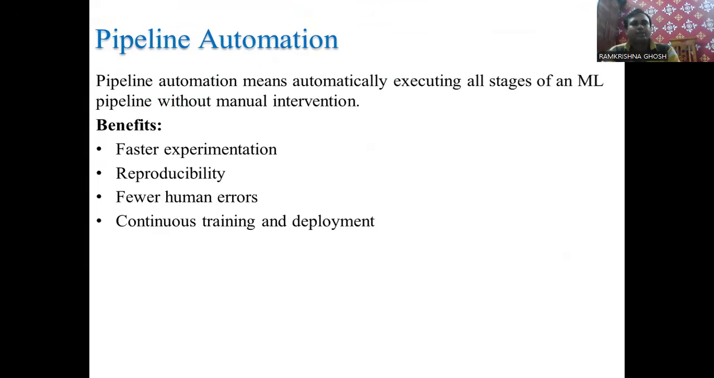Pipeline automation is a technique of automatically executing all stages of a machine learning pipeline, from data collection to deployment without manual intervention. The benefits of pipeline automation: faster experimentation, reproducibility, reduced human errors, continuous training and deployment.